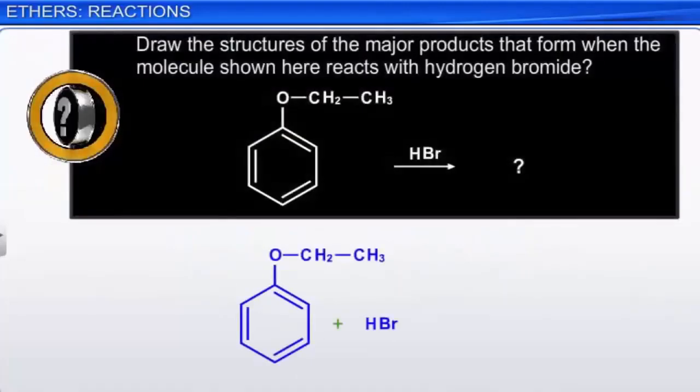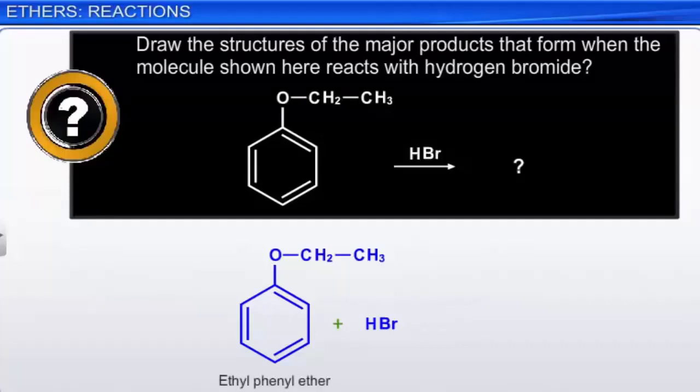Can you draw the structure of the major products that form when the molecule shown here reacts with hydrogen bromide? Since this is an alkyl-aryl ether, ethyl-phenyl ether, the alkyl-oxygen bond will break. One product will be phenol. The other will be ethyl bromide.